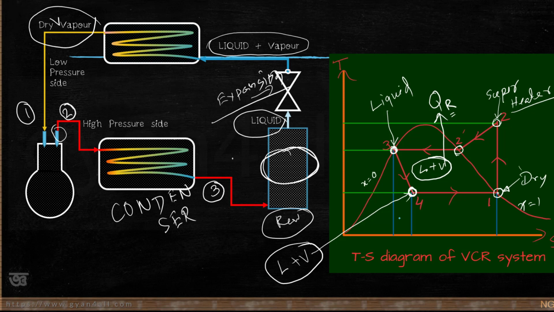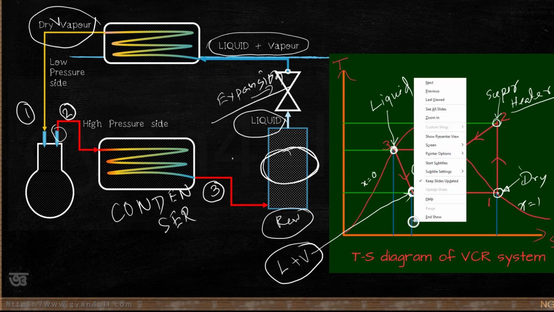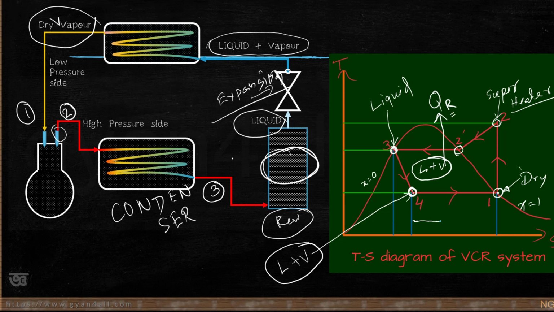Now it will enter into the evaporator at low temperature. Because of the expansion, temperature decreases, and at that temperature it will absorb the latent heat of vaporization, and gradually the amount of liquid will decrease and the amount of vapor will increase. It is 100% dry, that means dry vapor, and again it will enter into the compressor. So this way the cycle repeats. This is the description or explanation of the vapor compression refrigeration system.